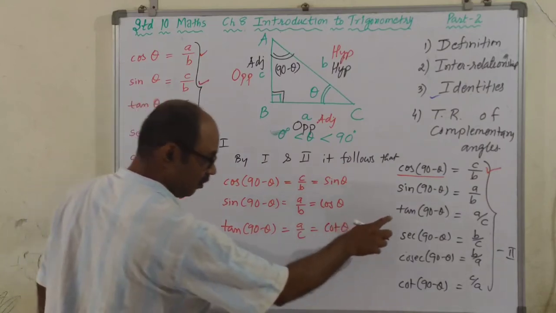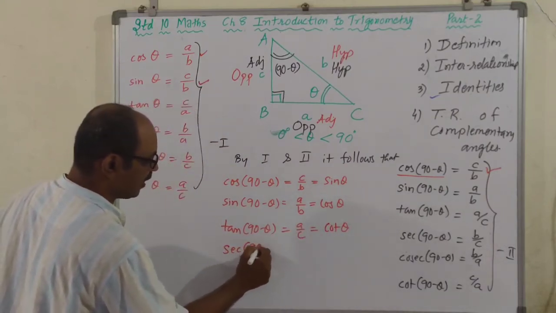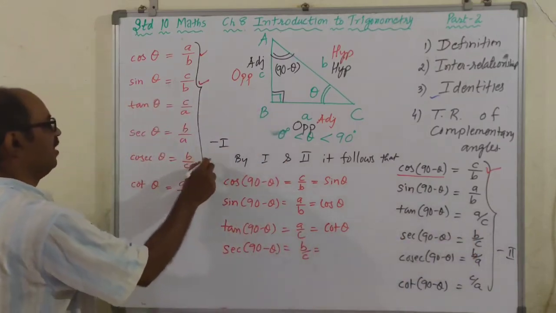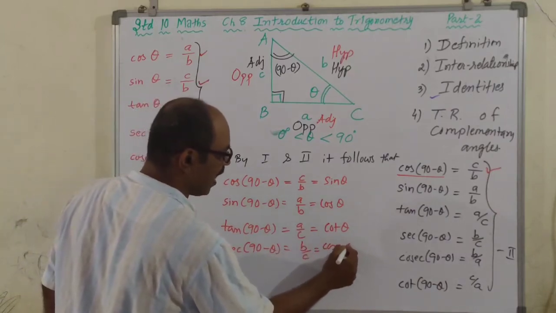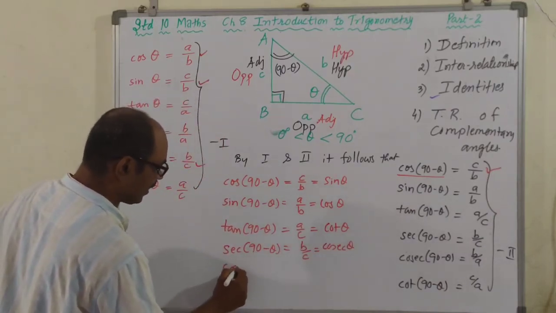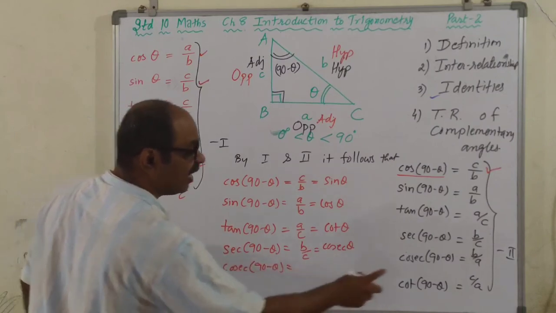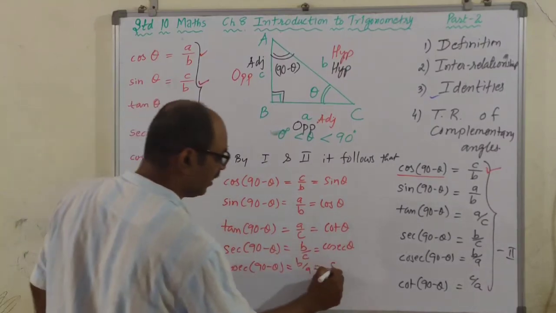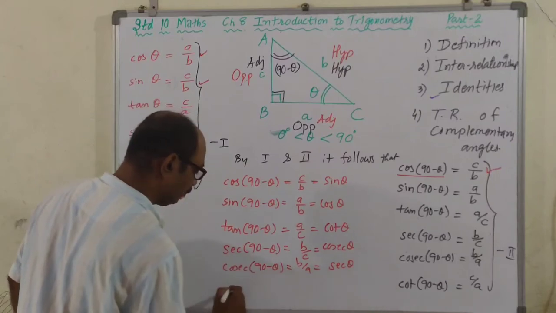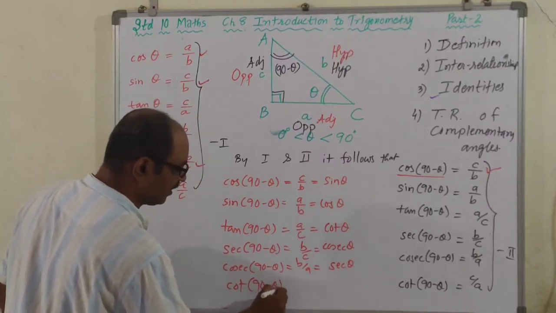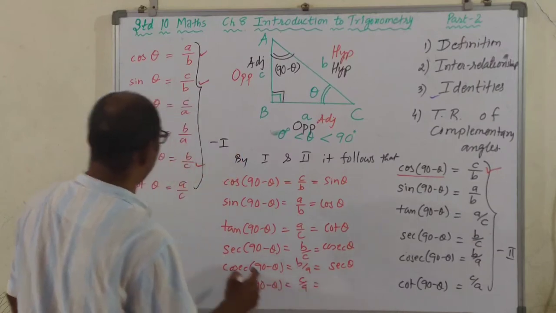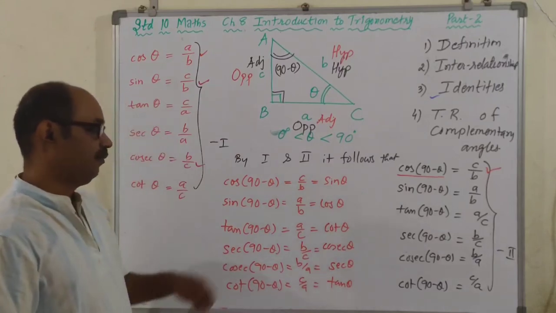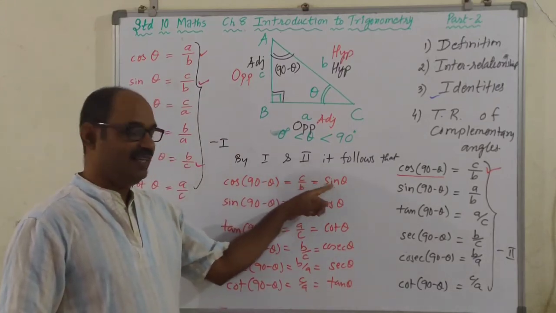Now sec 90 minus theta. What is that? B upon C. And what is B upon C here? Cosec theta. Next is cosec 90 minus theta. That is B upon A. And what is B upon A here? That is sec theta. Correct? And then finally, cot of 90 minus theta is equal to C upon A. And what is C upon A here? Tan theta. Got it?